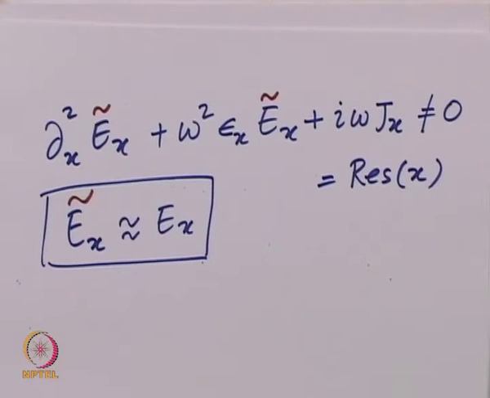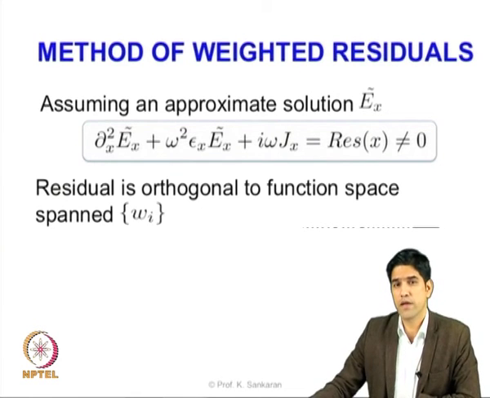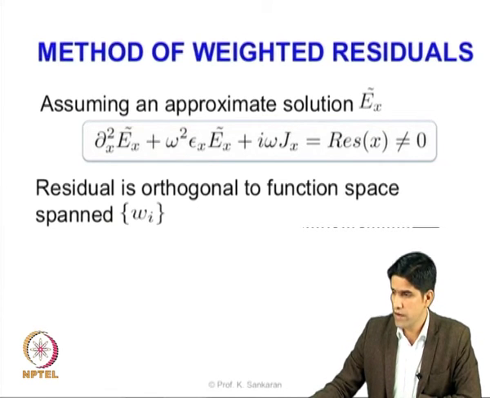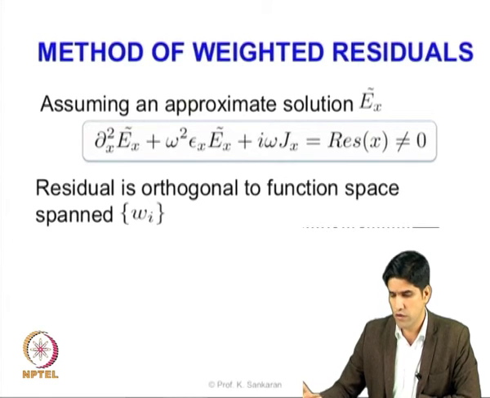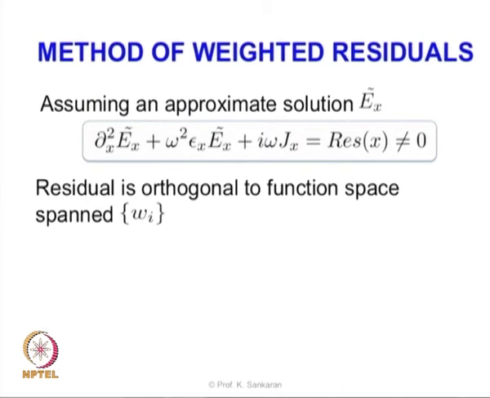So now this residual is orthogonal to the function space spanned by this w i. Remember, in our earlier case we had this w i as the testing function, the weights that we use for testing the value, and this w i is something that we already covered in the earlier module with respect to the Galerkin method or weighted residual method. So we have this condition that the residual is going to be orthogonal to the function space of the w i. So w i are the weights that correspond to each of the ith elements.